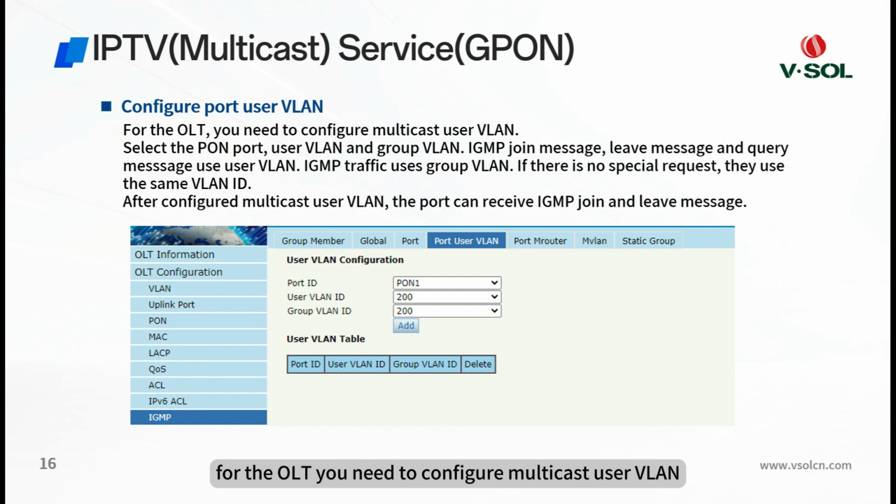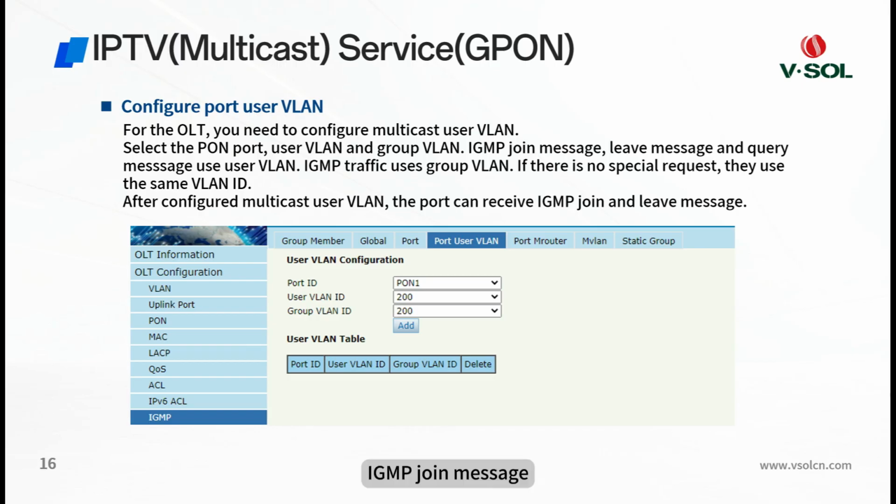For the OLT, you need to configure multicast user VLAN. Select the PON port, user VLAN, and group VLAN. IGMP join message, leave message and query message use user VLAN. IGMP traffic uses group VLAN. If there is no special request, they use the same VLAN ID. After configuring multicast user VLAN, the port can receive IGMP join and leave messages.